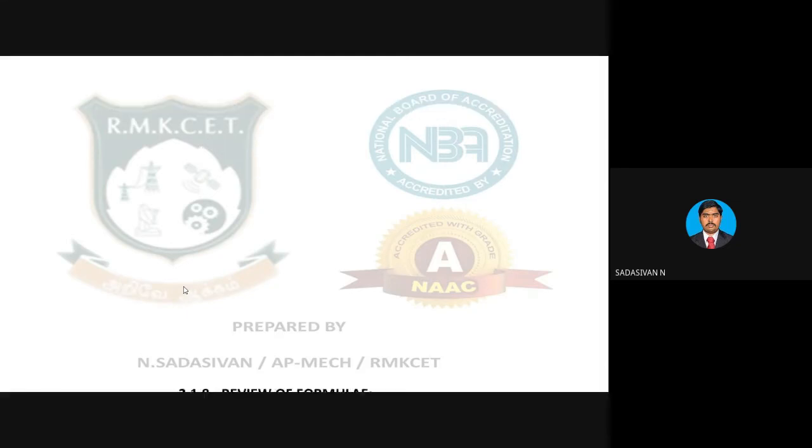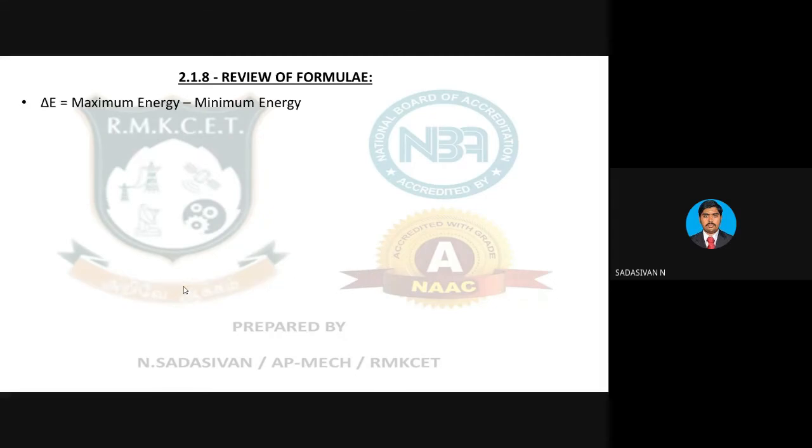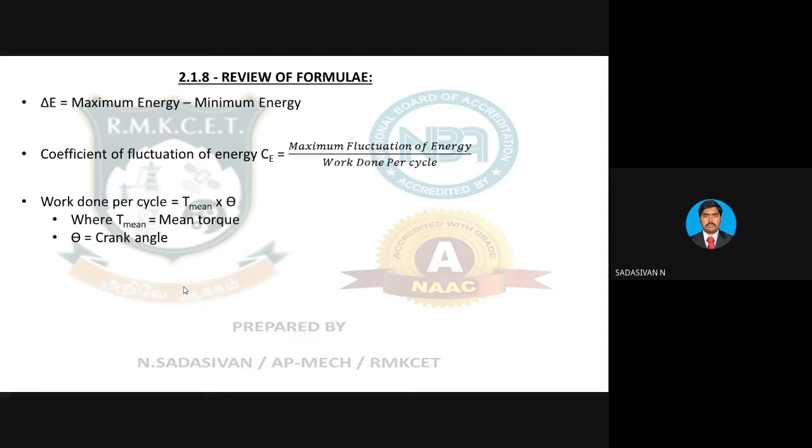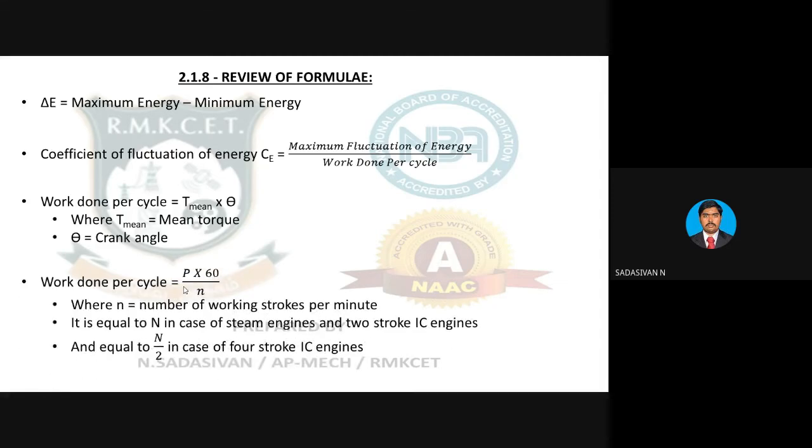Okay, so I'm going to recollect the formulas. Delta E, maximum fluctuation of energy, is maximum energy minus minimum energy. Coefficient of fluctuation of energy is maximum fluctuation of energy divided by work done per cycle. So you have to remember this when you are doing the problems. Work done per cycle equals T mean into theta. Theta should be in radians when you are doing the calculation.